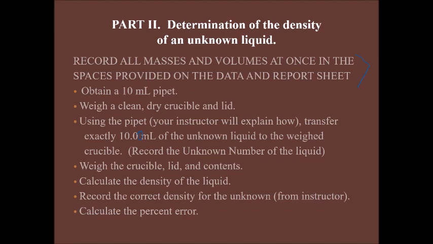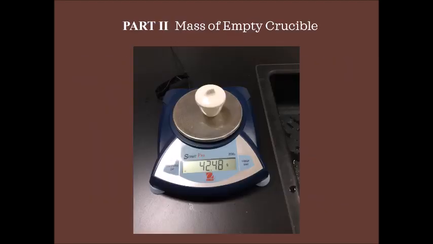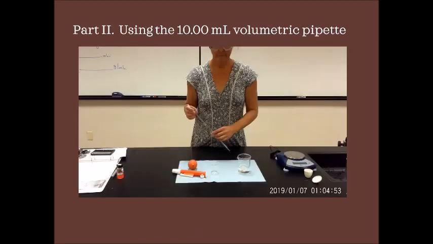And you're going to weigh the crucible, lid, and the contents, calculate the density of the liquid, and then I'll give you your true value, and then you can calculate the percent error. So in this case, here's the mass of my empty crucible, okay, with the lid. All right, and then let's go through using a pipette.